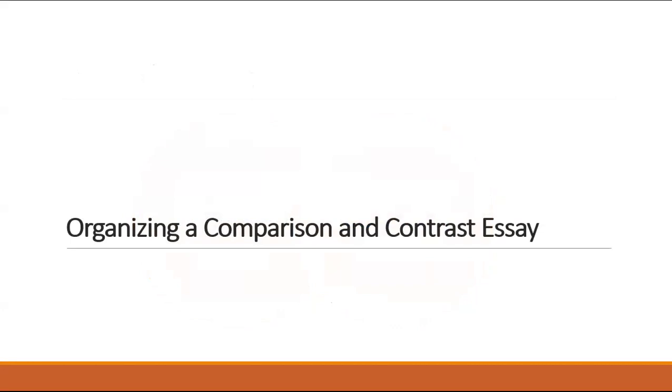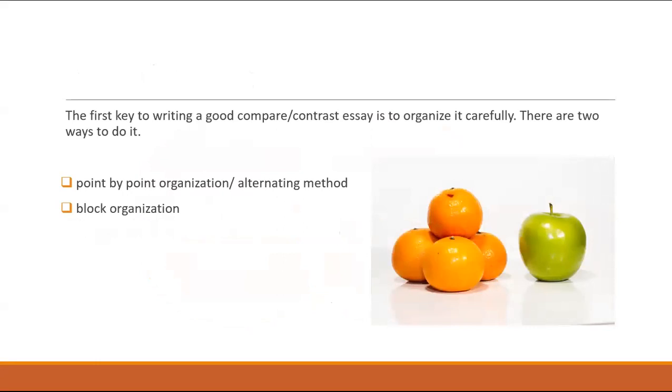Now, next part is organizing a compare and contrast essay. The first key to writing a good compare and contrast essay is to organize it carefully. So there are two ways to do it. We have two ways to do the organization of a compare and contrast, that is point by point organization or alternating method, and block organization. So let's have a look at what is point by point and what is block organization.